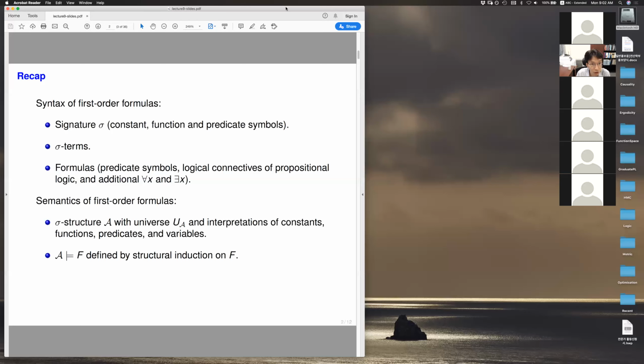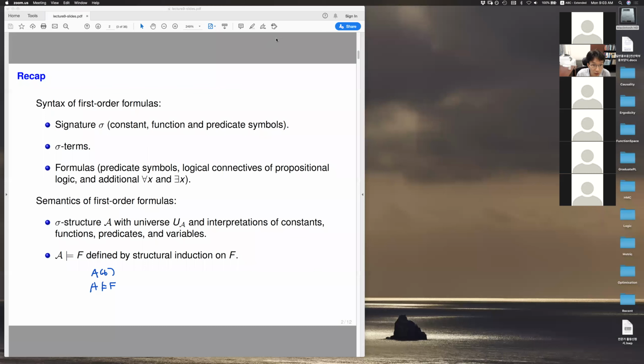For the interpretation of a term, we use things like A of t to talk about the meaning of term t inside the structure A, and for the interpretation of a formula, we use the notation A satisfies F to mean that formula F is true under the structure A.